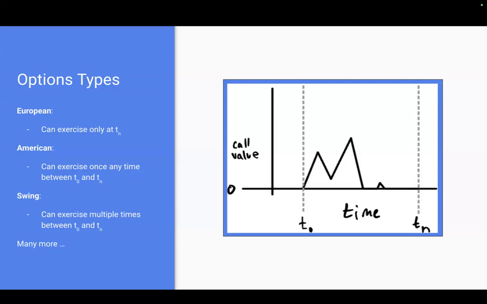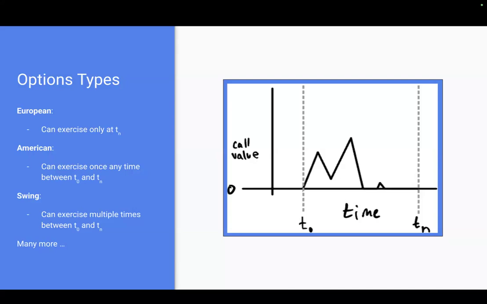That's where the inspiration for the project came, and the paper that I found, because they wanted to try to speed up something which is otherwise sequential. And I'll describe why it's sequential shortly. And then the swing option comes from baseball, taking a swing. You get multiple at bats, so you're able to exercise multiple times. But it's essentially just an extension of American style options.